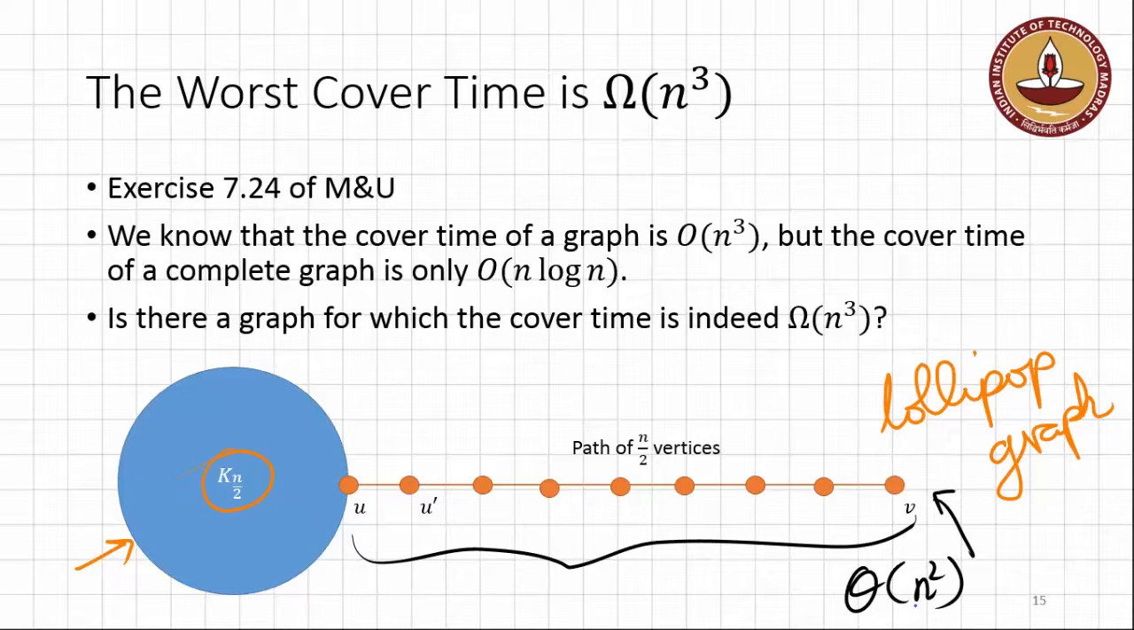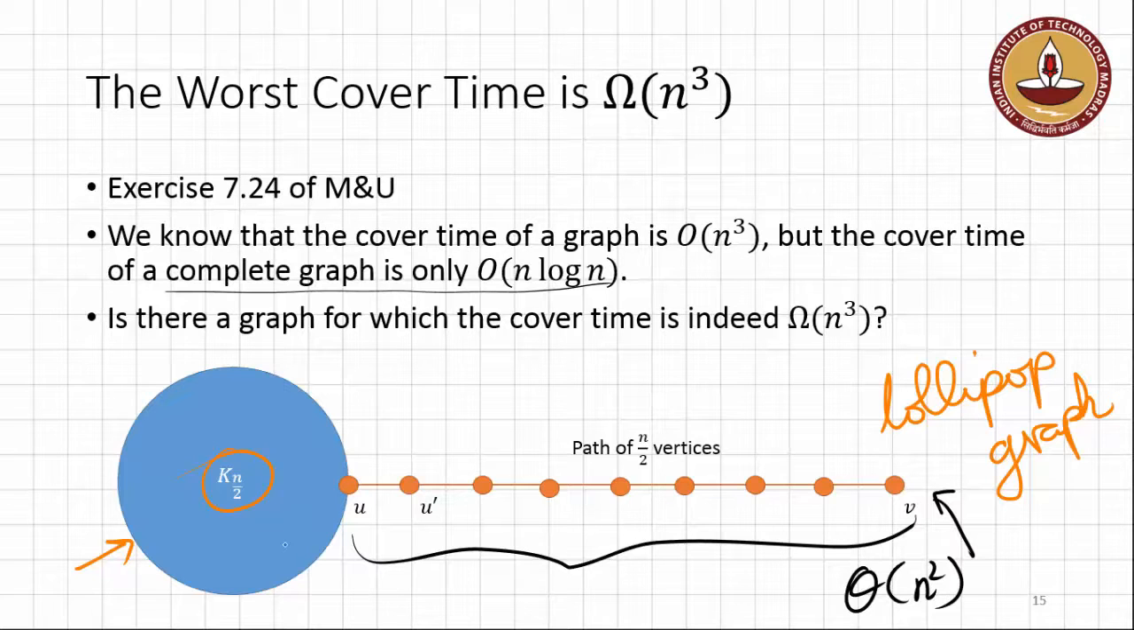So, for example, if you start at v, in theta of n squared time it will reach u. Once it reaches u, we have already seen that the complete graph has a cover time of just O of n log n. So once it reaches u, the random walk will fall into this complete graph, and the entire graph will be covered in an extra O of n log n time.